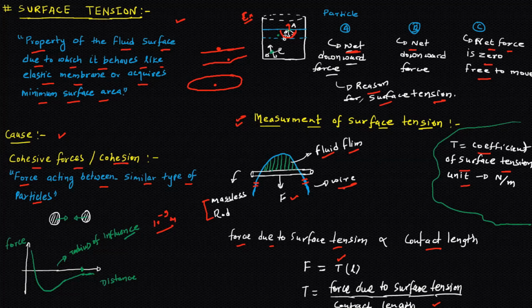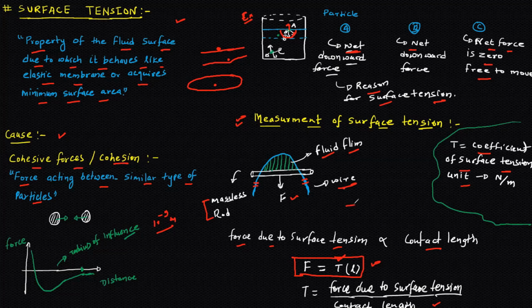So in this video we have discussed surface tension, the cause behind it, and how we can measure it. What is the formula for the force due to surface tension? Force due to surface tension is the coefficient of surface tension multiplied by contact length. Now this is practical data that will be given to us, depending on which type of question it is. If they are asking for the force due to surface tension, this data will be given to us.